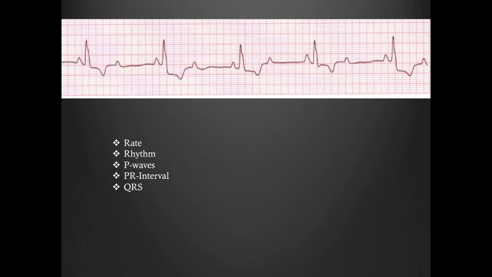Okay, let's move on to the PR interval. In this case, they are all the same. They are actually just under 0.2. Not too bad. And then the QRS, is it wide or narrow? You know what? These are wide. So what are we thinking? I'm thinking this is a second degree type 2 Mobitz.